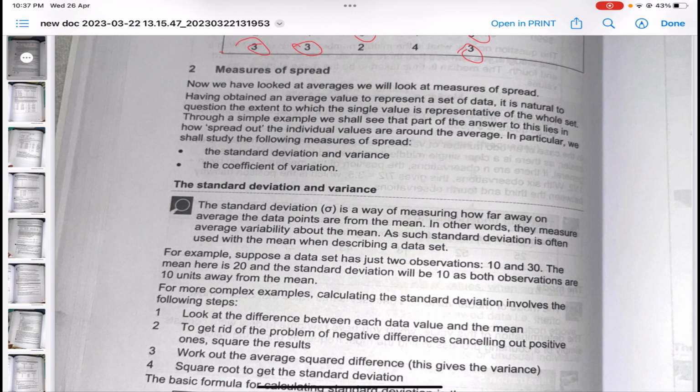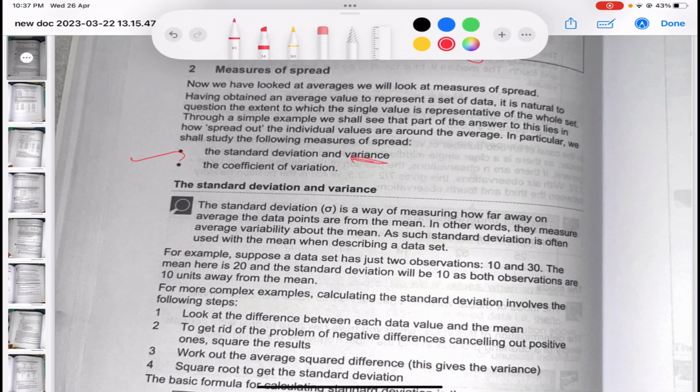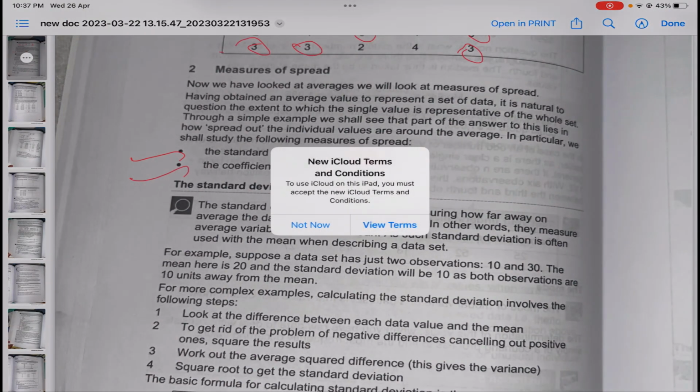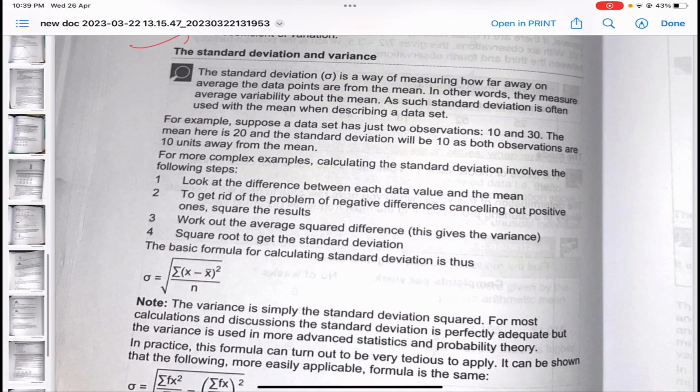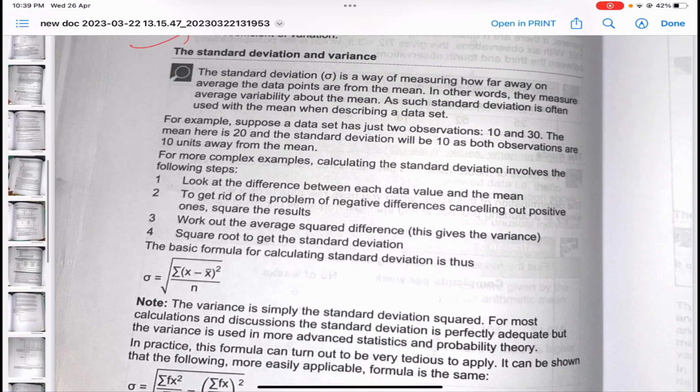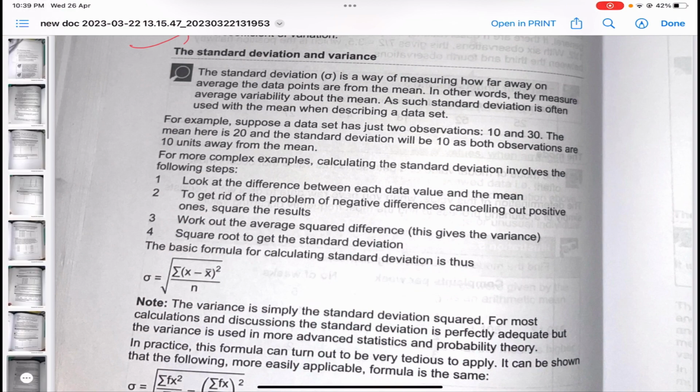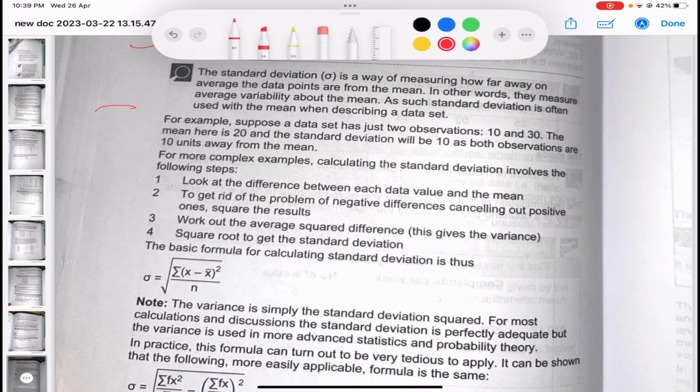In particular, we shall study the following measures of the spread. We will be studying the standard deviation and variance. We will also be studying the coefficient of variance. Beginning with the standard deviation and variance. The symbol of standard deviation will look something like this. So this is my standard deviation value.